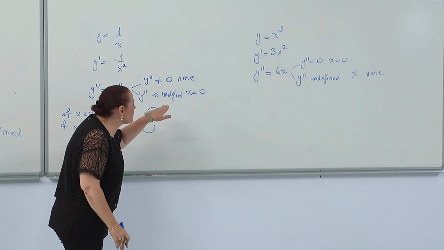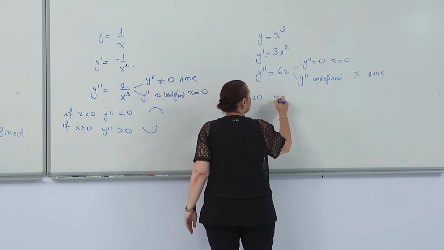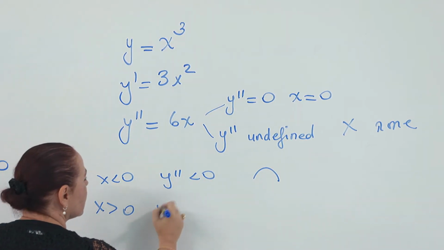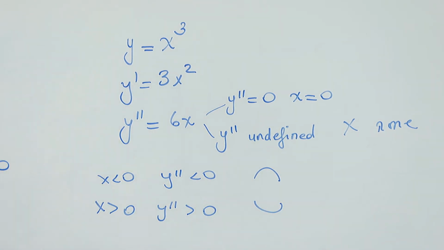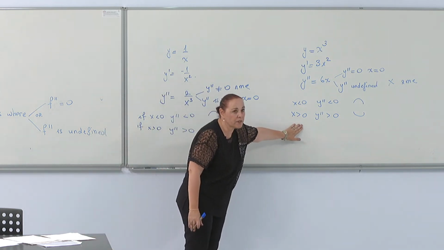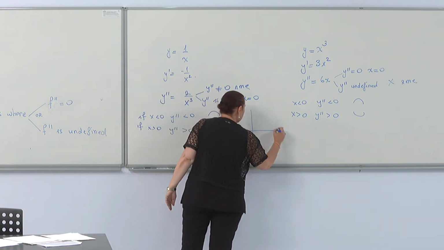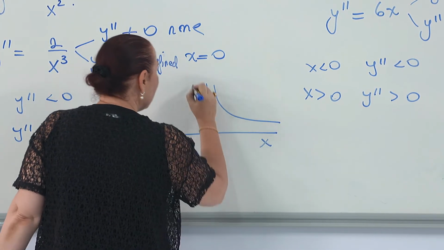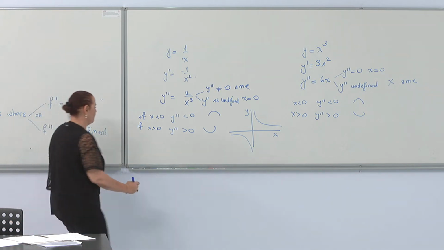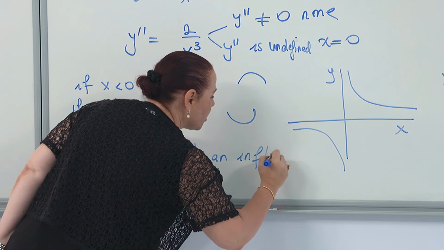So we have the same candidate with these two examples, and it's the same case. If x is negative, the second derivative is negative, it's concave down. If x is positive, the second derivative is positive, it's concave up. So we have concavity changing at 0, we have concavity changing at 0. But in this case, x equals 0 is not an inflection point. X equals 0 is not an inflection point.